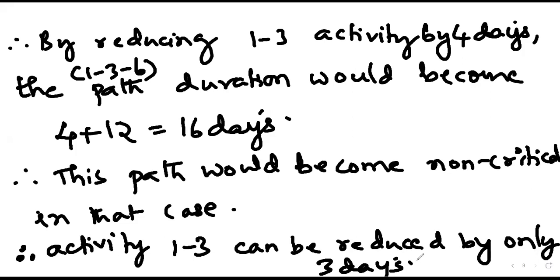Okay. Is there any type of doubts here? Why only 3 days? Why not 4 days? Anyone wants to explain this once again? So if you reduce this 1 dash 3 by 4 days, then 1 dash 3 dash 6 will become non-critical. That is the reason we have to reduce this path by only 3 days, not more than that.